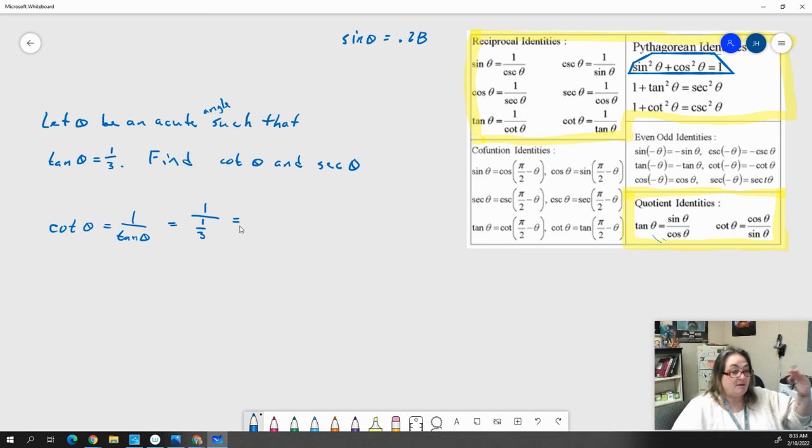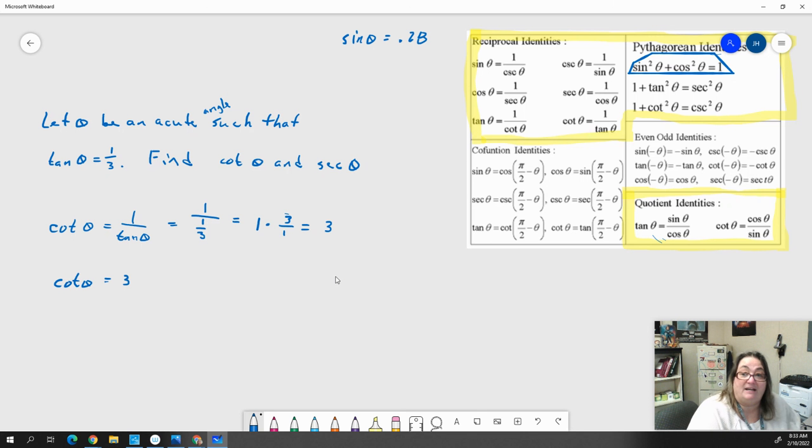Now to solve this, if you have a fraction over a fraction, you just multiply by the reciprocal, right? So I have 1 times the reciprocal of 1/3, which is 3 over 1, which just equals 3. So cotangent just equals 3, right? So now we have two pieces of information. We have that cotangent equals 3, and we have that tangent equals 1/3. One was given to us, the other one not.